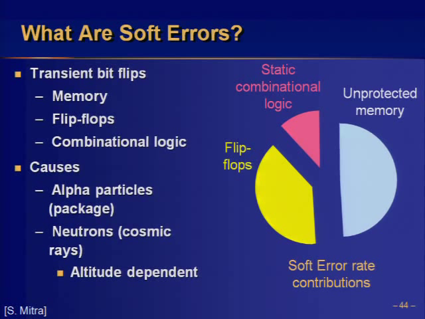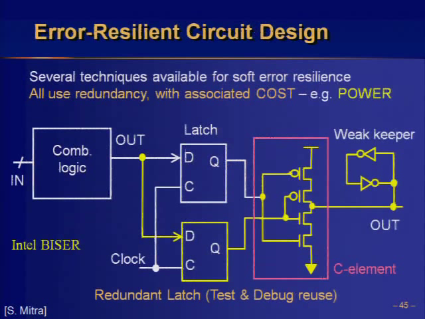And there are mainly two causes. One is the emission of alpha particles from packaging, and the second is from cosmic radiation. And there have been studies made on how much of the soft error rate in microprocessor designs comes from these various kinds of bit flips in various parts of the logic. Fortunately, there are several circuit level and architectural techniques to deal with soft errors.